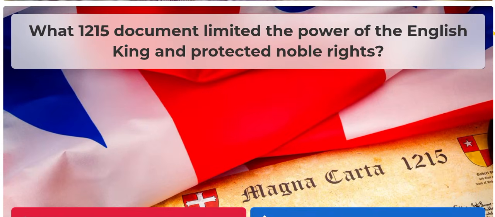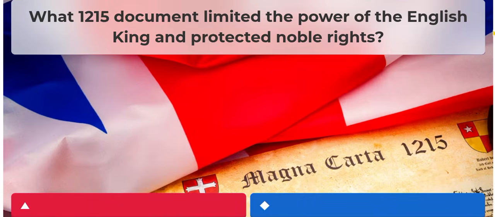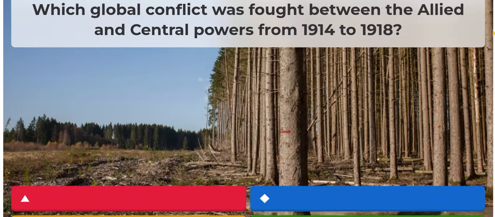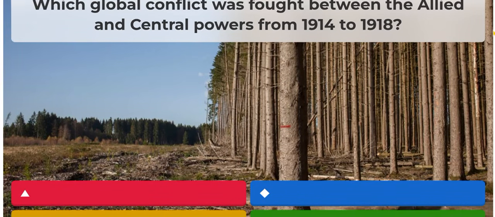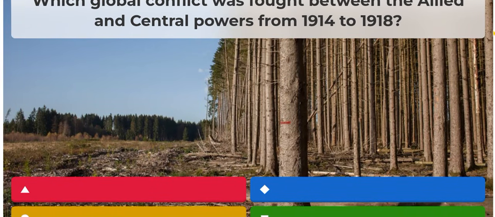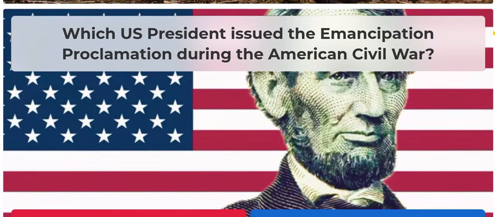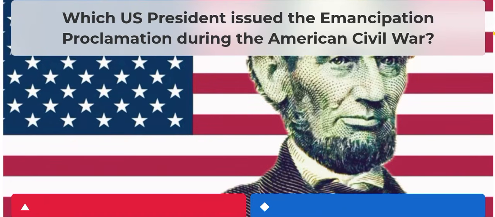What 1215 document limited the power of the English king and protected noble rights? Which global conflict was fought between the Allied and Central Powers from 1914 to 1918? Which president issued the Emancipation Proclamation during the American Civil War?